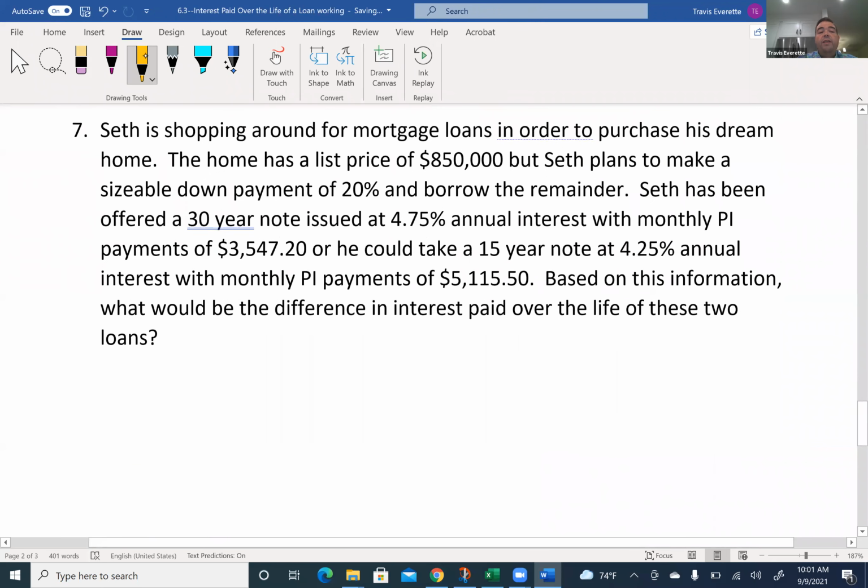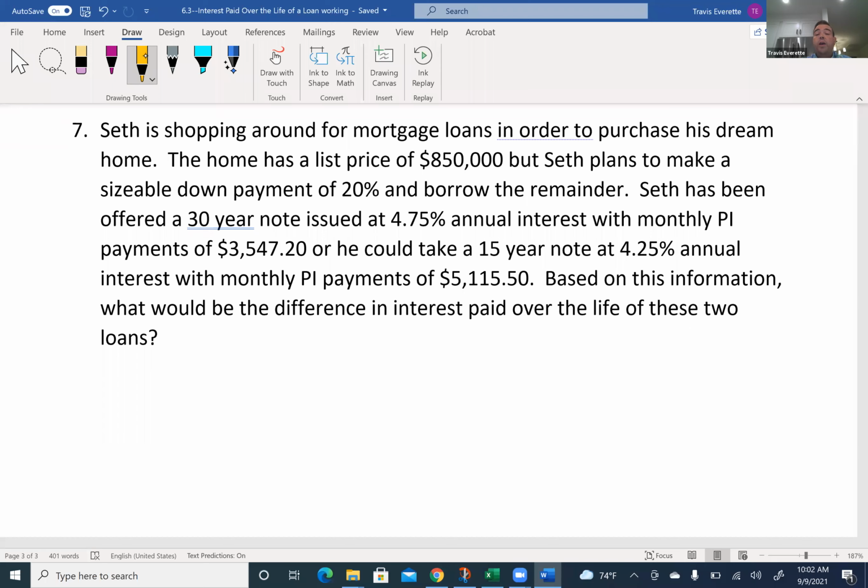All right, number 7. Seth is shopping around for mortgage loans in order to purchase his dream home. The home has a list price of $850,000, but Seth plans to make a sizable down payment of 20% and borrow the remainder.